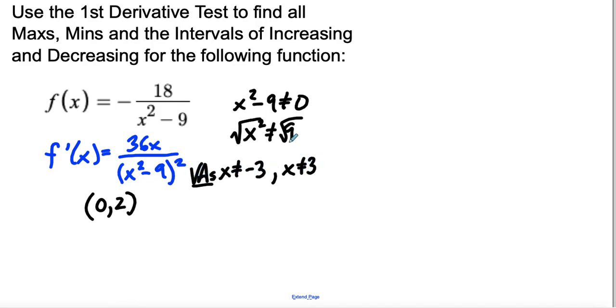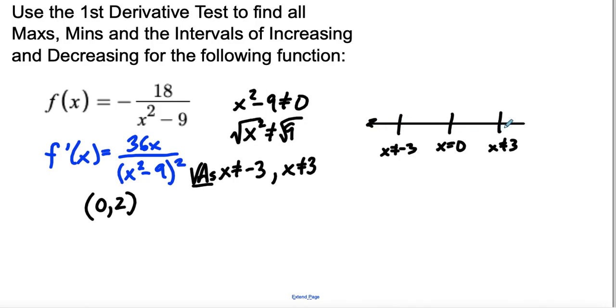And what this really means is that this function has VAs, or vertical asymptotes, at x equals negative 3 and x equals 3. Okay, so we're going to figure out whether this is a max or min in a second. But what we have to do now is consider not just the max or min, we have to consider the vertical asymptotes as well to figure out where the function's increasing and decreasing. So I'm going to go ahead and say x cannot equal negative 3. That's where my VA is, right? And then x equals 0 is a max or a min, and x cannot equal 3.